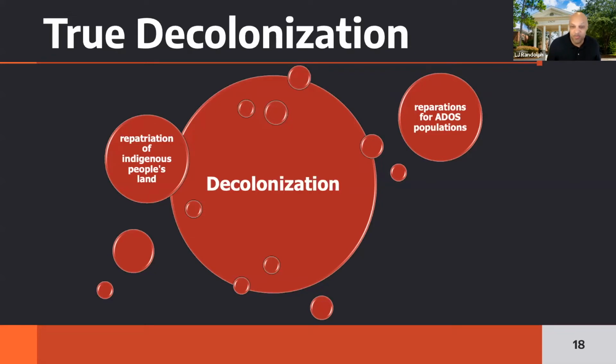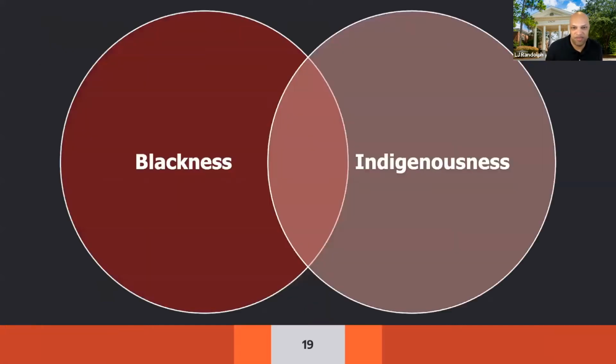There are movements within those communities for repatriation of land and for reparations for ADOS populations, African descendants of enslaved people. And then I also want to comment that when I talk about anti-colonial and anti-racist, the reason that I like to group them together is because I don't like to create this us versus them type mentality of Blackness versus Indigenousness. I think that those experiences are connected, and those goals are connected, and those liberation movements are connected.